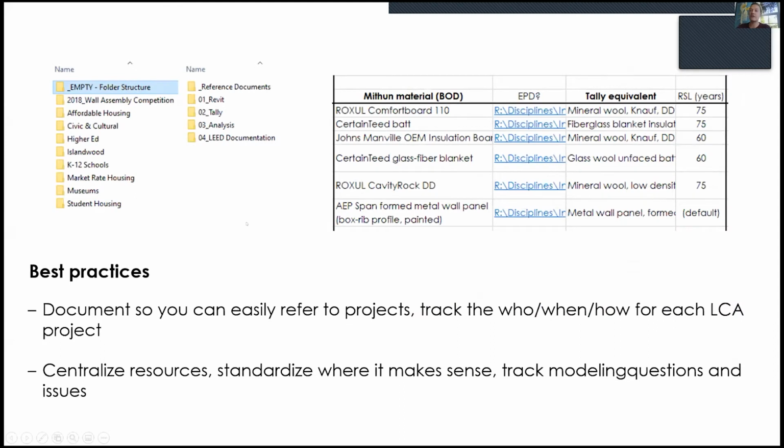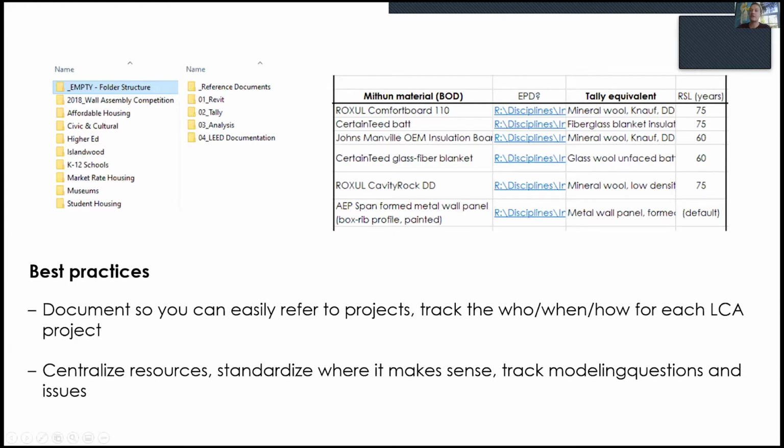And so I think to help with that, what we found really useful is a standard way to document. For each project that we are benchmarking, we try to have one file location where we are documenting certain relevant sections of the spec or the concrete mix submittals. And we have a Revit model and a Tally model that we can refer back to. And we have an idea of who did the analysis and when, so that if questions come back up, we can go back to those projects.